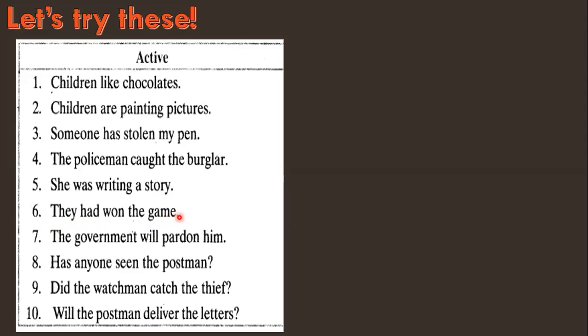Sixth one. They had won the game. Which tense is this? This is a past perfect tense, okay? Had and won. So they had won the game.